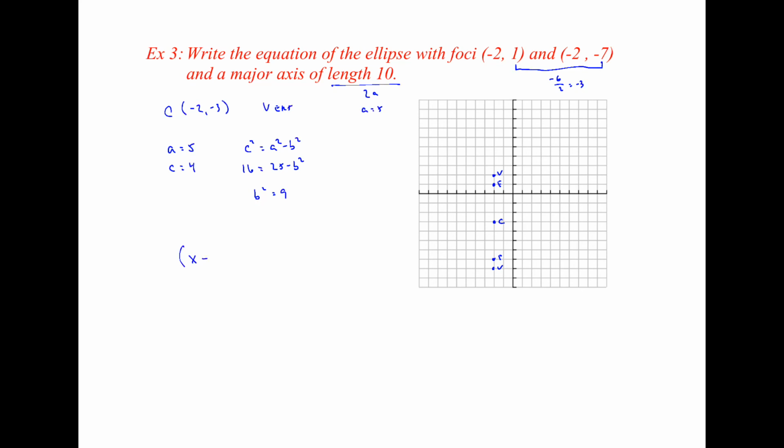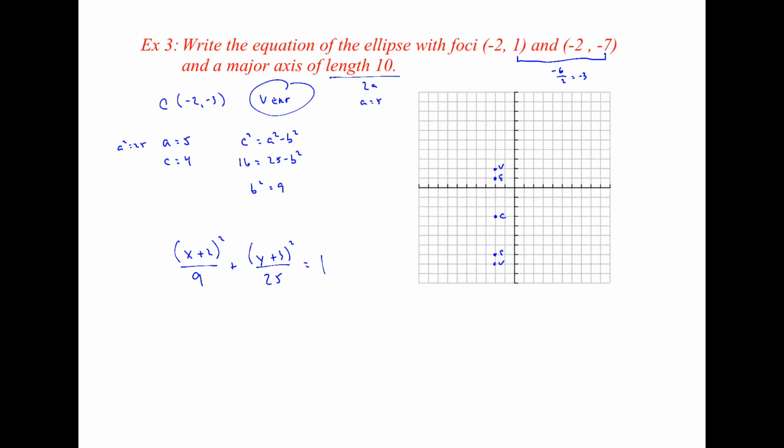So we have x minus -2, so that's x plus 2 squared, plus y plus 3 squared, and then that's equal to 1. But we need the denominators a squared and b squared. Which way do they go? Well, since we know it's vertical, the larger one, which is 25, because if a is 5, then a squared is 25, goes underneath the y value, which is y plus 3. And then the b squared goes underneath the x. So here's your equation of your ellipse given the foci and the major axis length of 10.